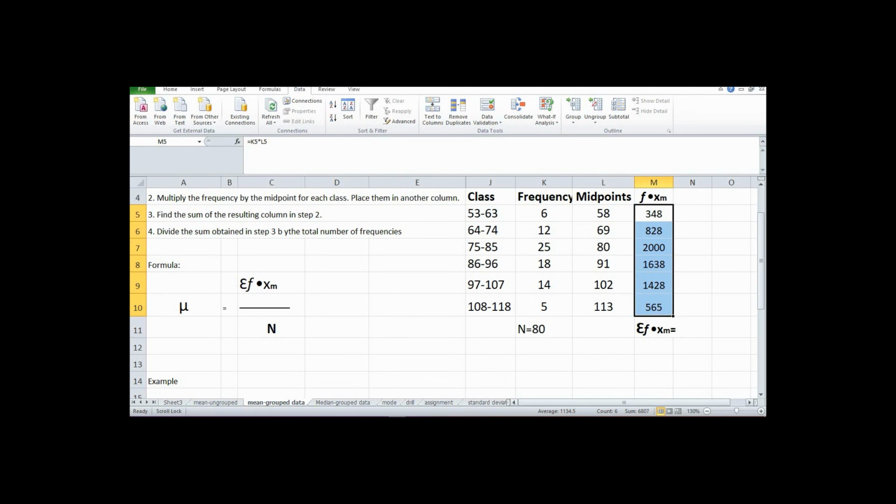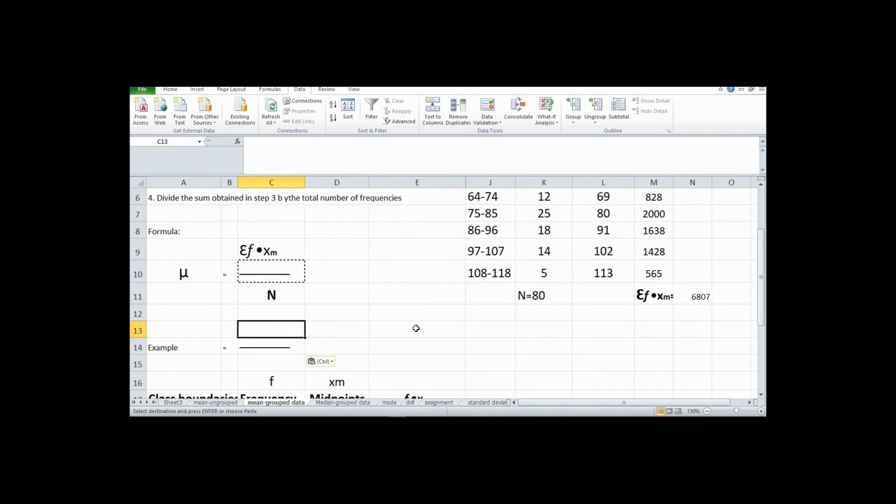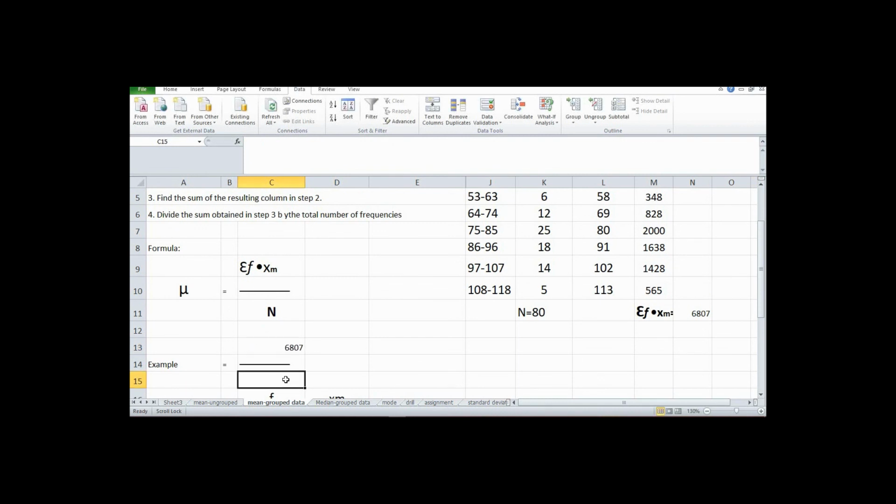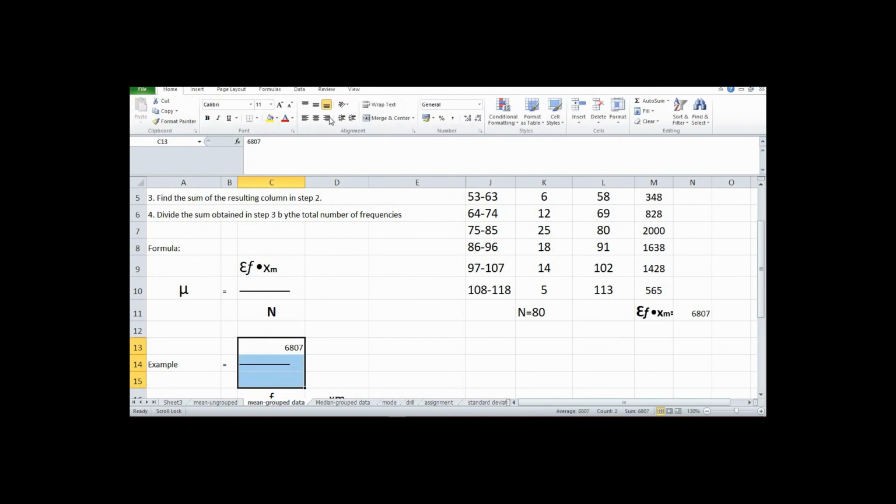So we have 6,807. Okay, so we have here 6,807 divided by, how much is our population? We have 80. So 80 is our population.